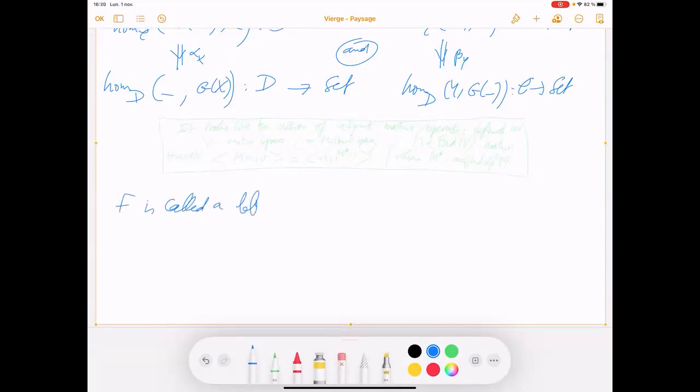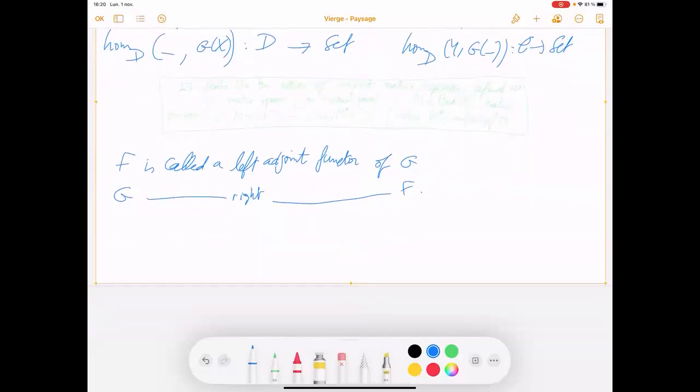So F is called a left adjoint functor of G, and G is called the right adjoint functor of F. Okay. And so, as I said, what is the point of mentioning that? The point is the following exercise.